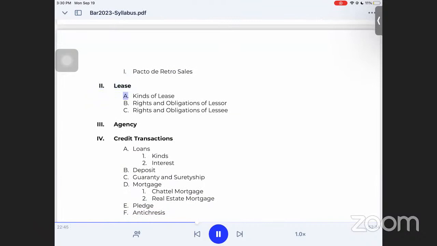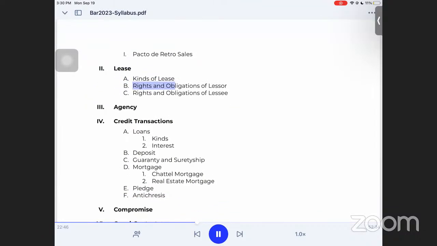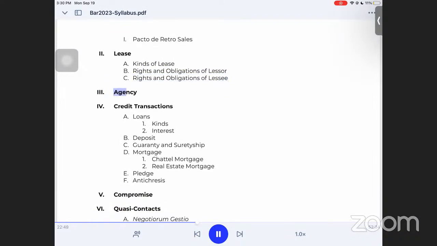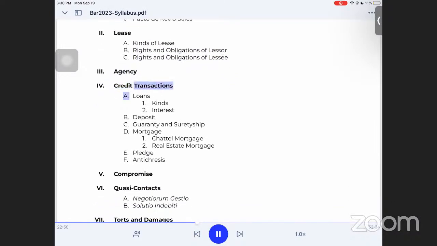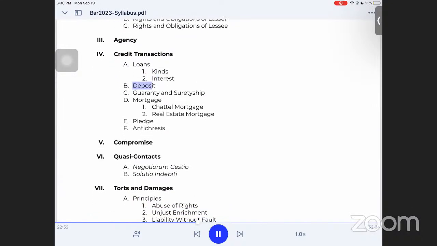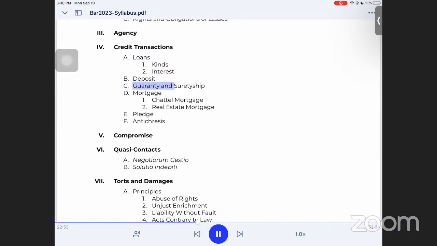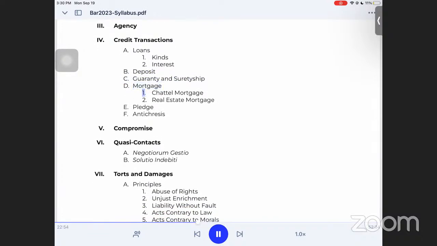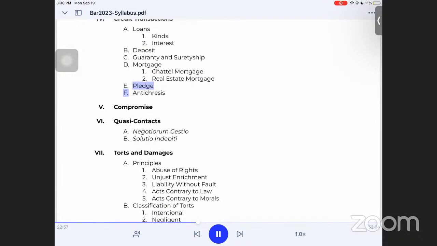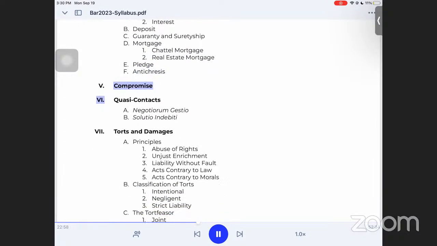2. Lease. A. Kinds of lease. B. Rights and obligations of lessor. C. Rights and obligations of lessee. 3. Agency. 4. Credit transactions. A. Loans. 1. Kinds. 2. Interest. B. Deposit. C. Guarantee and suretyship. D. Mortgage. 1. Chattel mortgage. 2. Real estate mortgage. E. Pledge. F. Antichresis. V. Compromise.